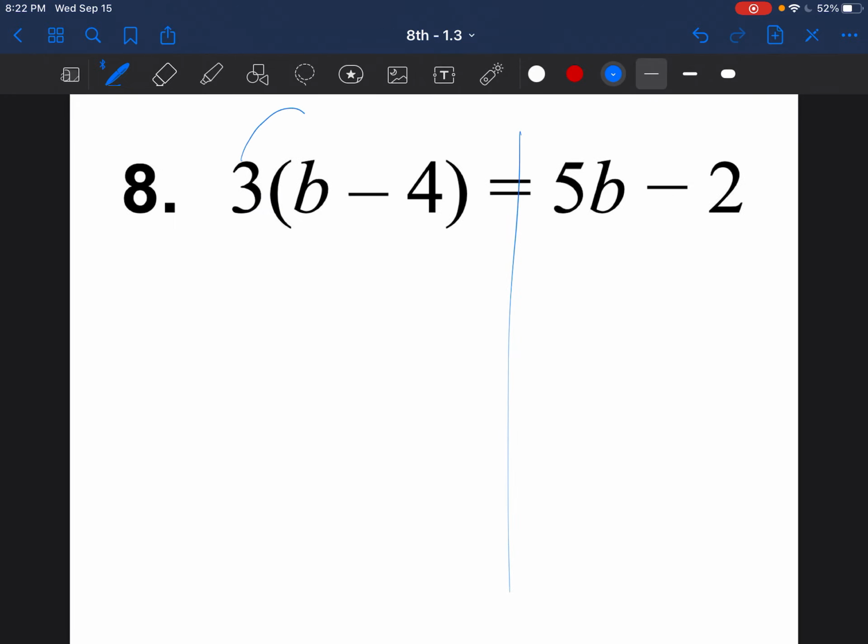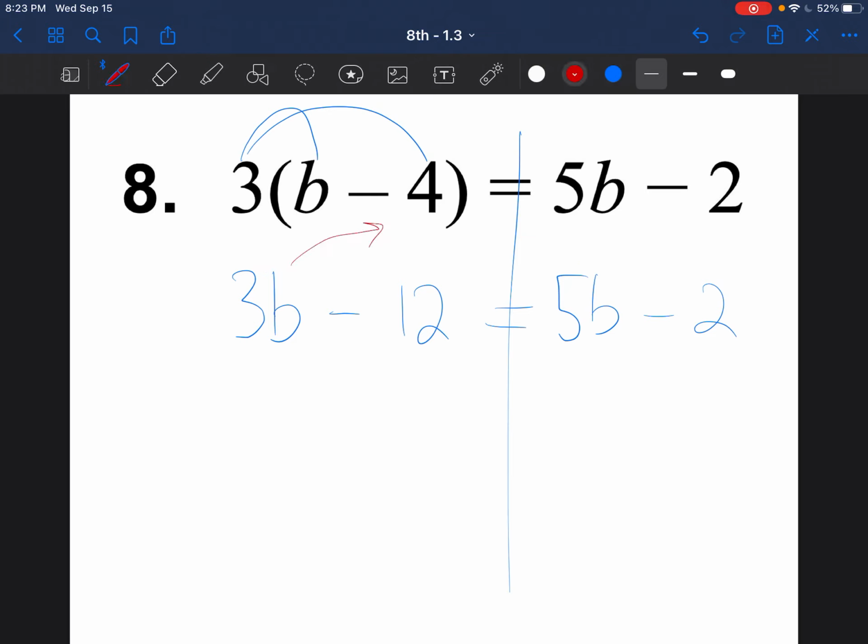Let's simplify. 3 times b is 3b. 3 times negative 4 is negative 12. Now I have 5b minus 2. So we have a choice. We can move that way, or we can move that way. It's going to be easier to do this. Oh, by the way, if you want to do your answer for this one, b is equal to negative 5. All right, so let's do minus 3b, minus 3b.